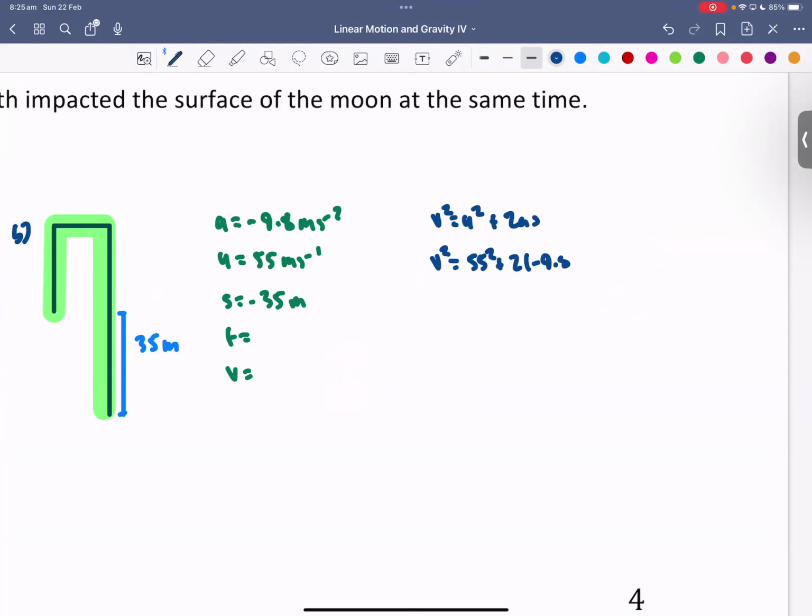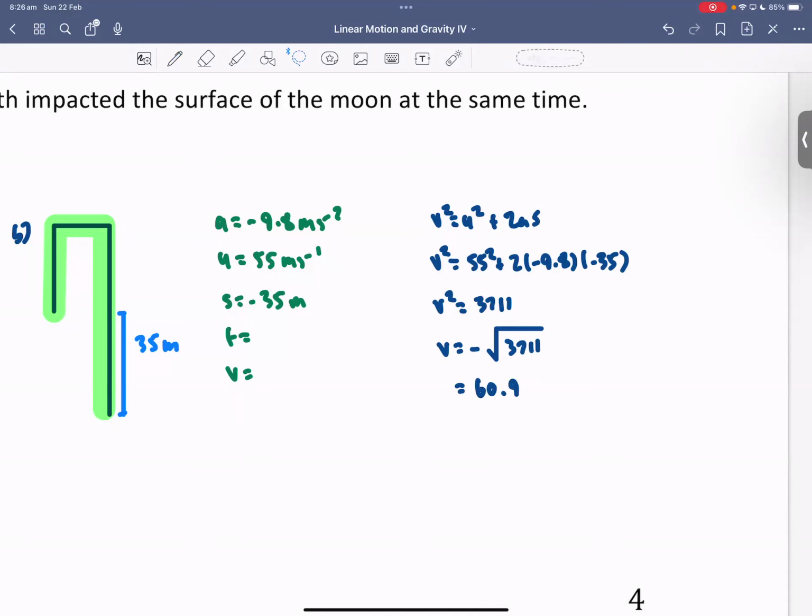2AS. V, don't know. U, 55. A, minus 9.8. S, minus 35. Who's got a V for me? And what is it before you square root it? What is V squared? 3711? And then do we pick the negative root or the positive root? Is it on the way up or on the way down when it hits the ground? On the way down. So hopefully everyone's telling me the negative square root of 3711. How much is that? 60.9. Give me one more decimal, just 2.